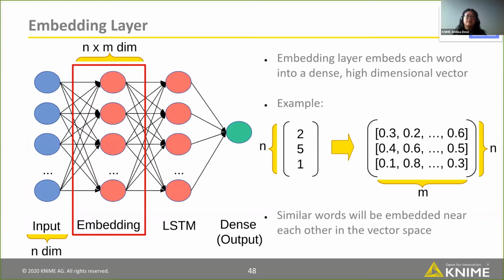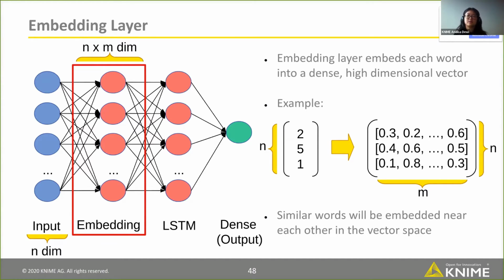And the next layer is the embedding layer. The idea of word embedding is that we embed each word into a dense high-dimensional vector. And why do we do this? It's because similarities and relationships between words can be found in high-dimensional space, where similar vectors are grouped together in the vector space. So what this layer does is produce a vector space where word vectors that share common context are located near each other.